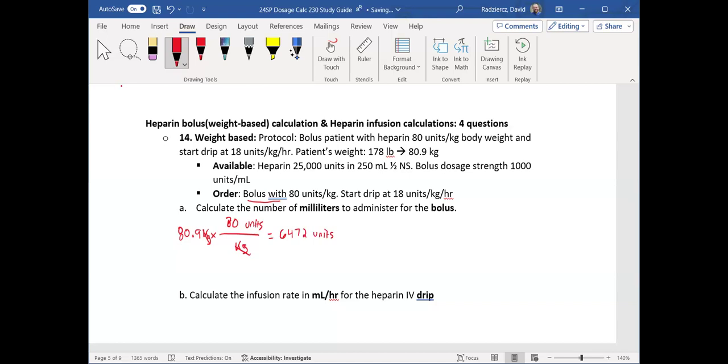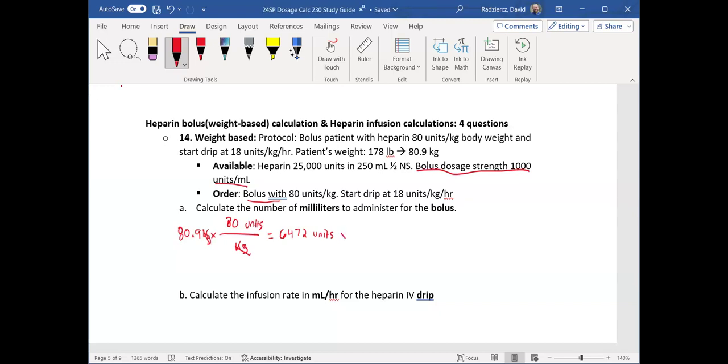Now I don't want units, I want milliliters. And in the event that it doesn't tell you, you don't want units for the bolus, you want milliliters. And the way you would also know that is because it tells you that it has a bolus dosage strength of 1,000 units per milliliter. So that tells you that you're going to be doing some sort of conversion because they want to know how many milliliters to administer, just in case it doesn't tell you.